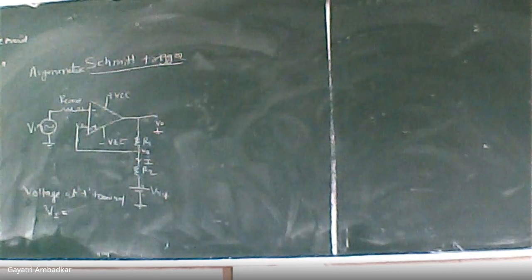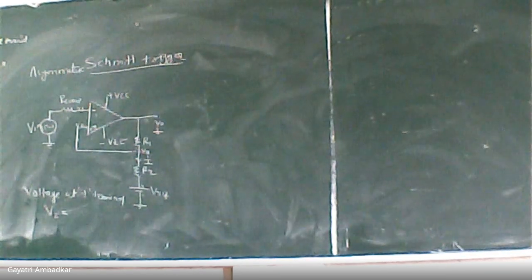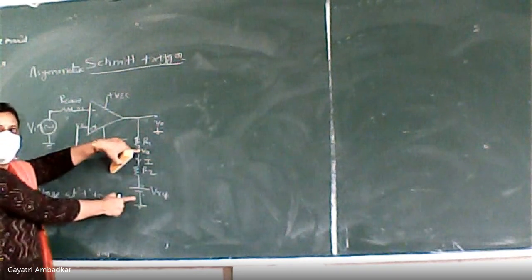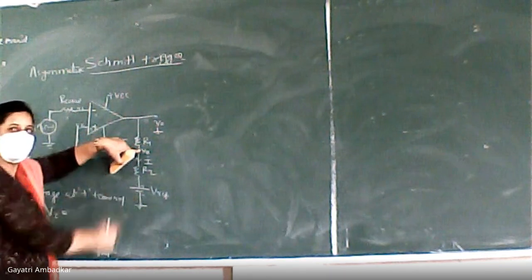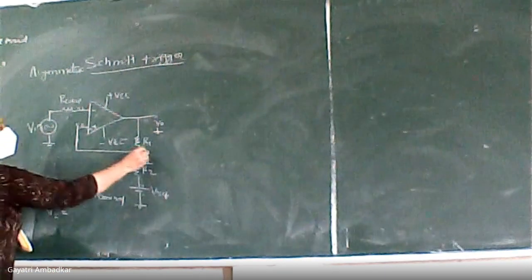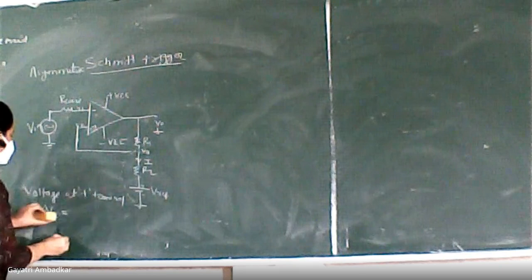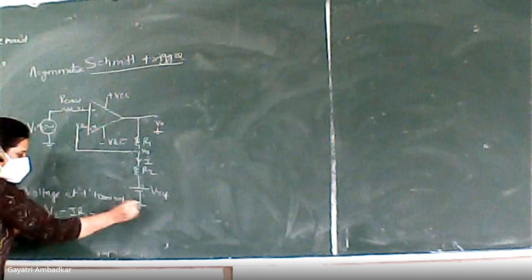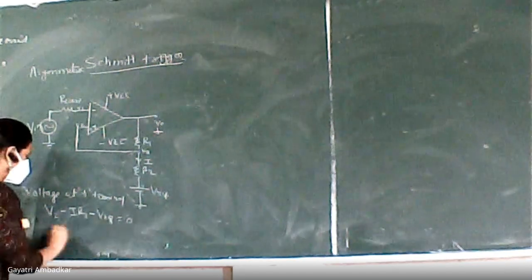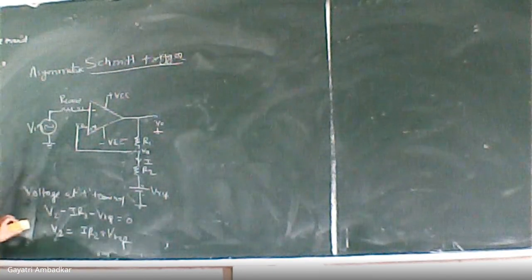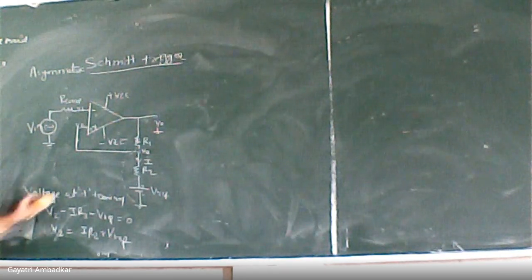So V2 minus IR2 minus VREF equal to 0. Look at these two points. What is there between the two points? R2 and V reference. So the voltage across R2 and this V reference is the total voltage between these two points. The same I can say if you apply KVL in this loop. In this loop, if you apply KVL, what will you get? V2 minus IR2 minus VREF equal to 0. It means V2 is equal to IR2 plus V reference. Simple. Applying KVL gives exactly that.